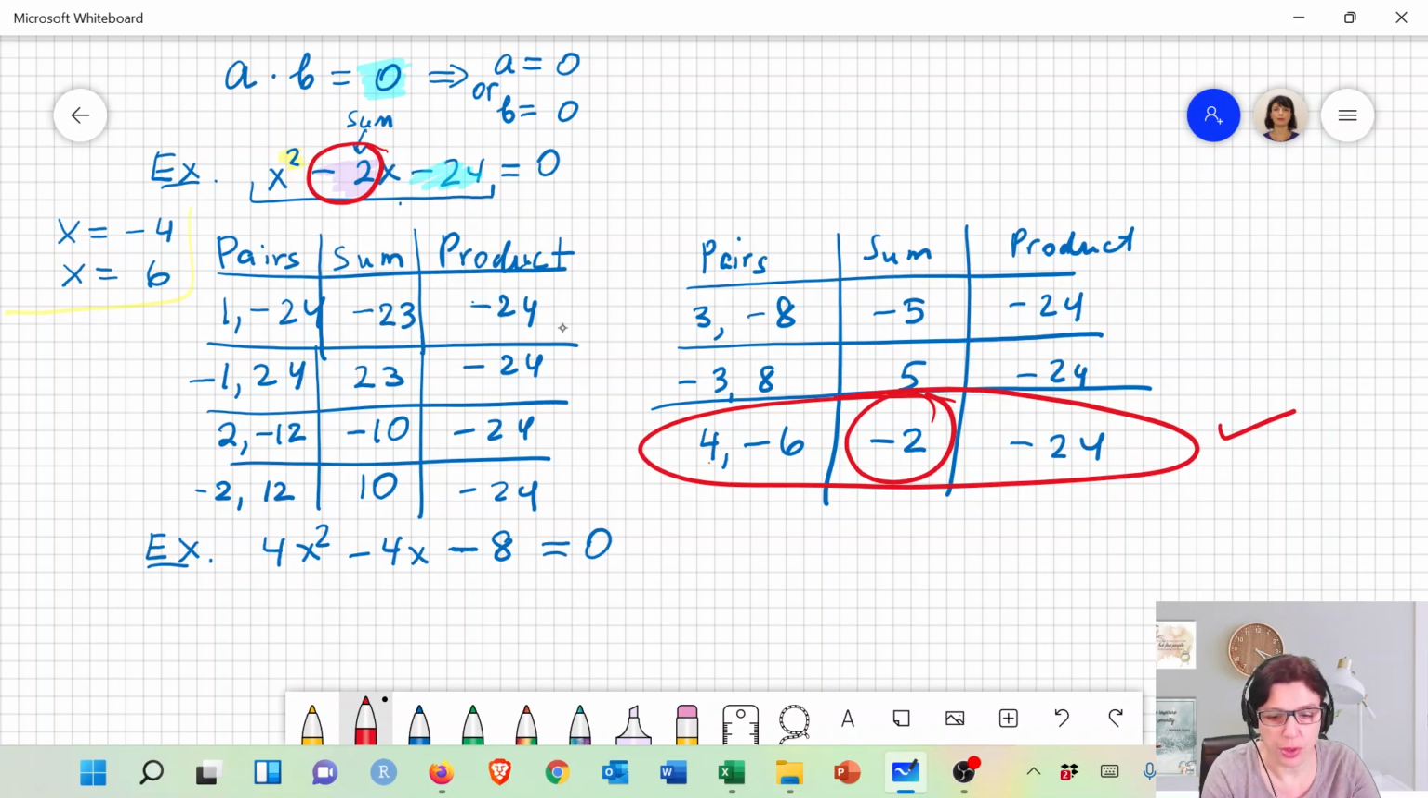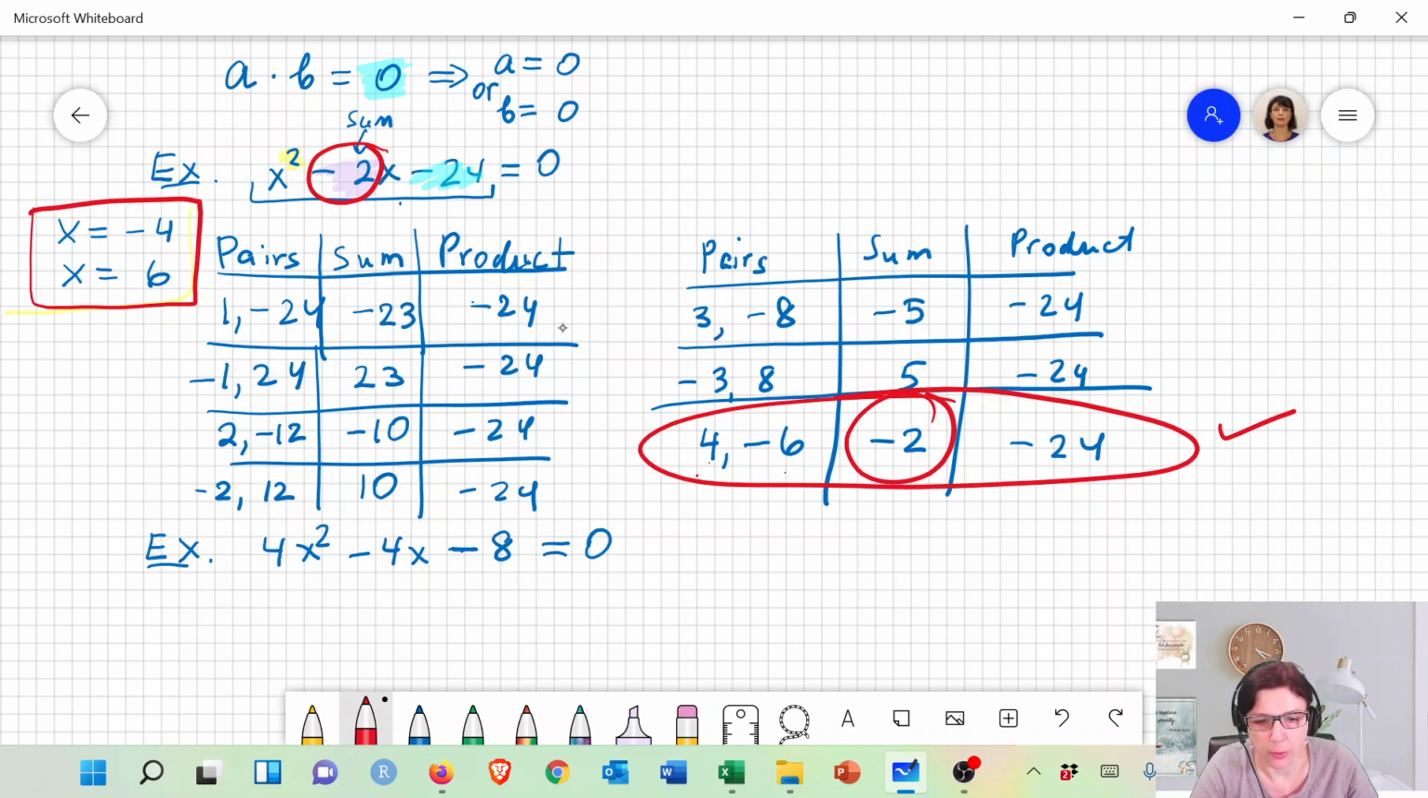Now, I want you to be very careful here, because this is a super common mistake. Once people find these two numbers, the pairs that work, they think that those are the solutions. So they think that x equals 4 and x equals negative 6. But that does not work. Remember, we found this using our calculator. We know it's the opposite. Our answer was negative 4 and 6 as opposed to 4, negative 6. So how come these signs are not the same?